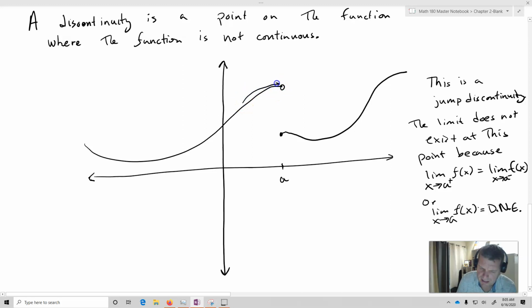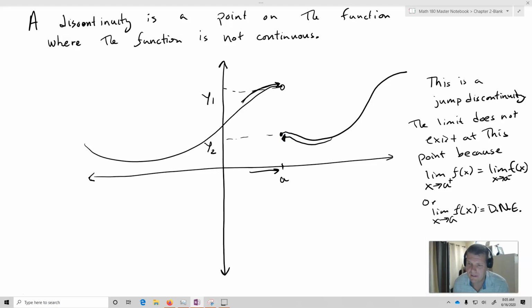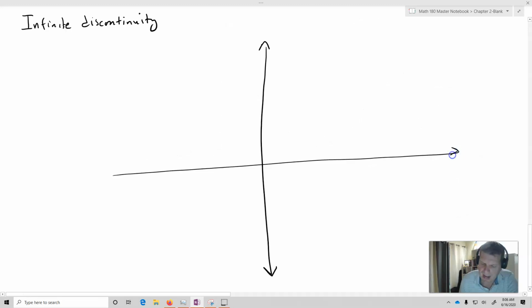Here, what we can see is that as we approach a from the negative side, we get whatever value this is, call this y1. And then down here, as x approaches a from the positive side, we get y2, right? So two different y's for the limits, and consequently those limits don't agree, and so they don't exist. All right. So that's a jump discontinuity. Next is when we have an asymptote. Basically, it's when we have an asymptote.